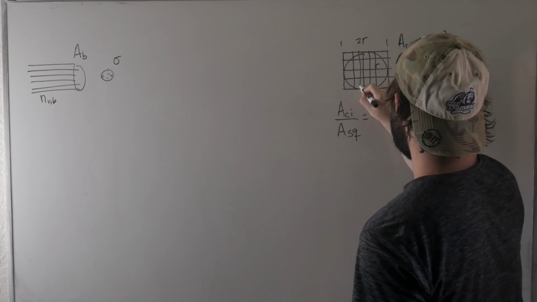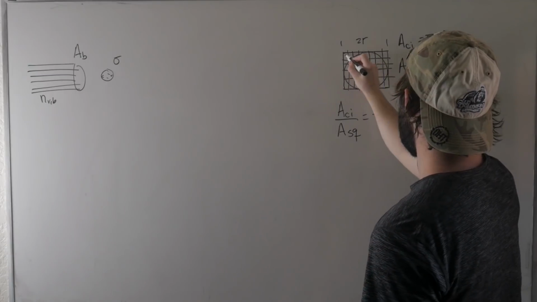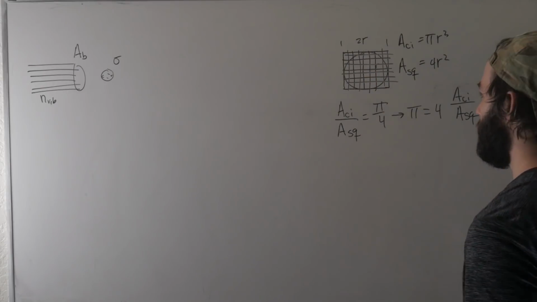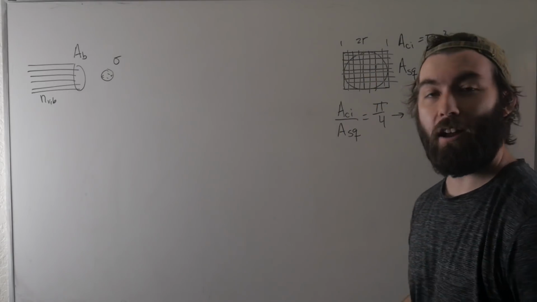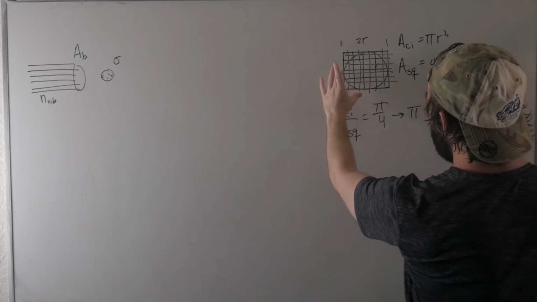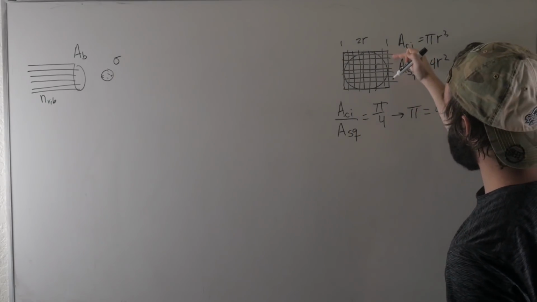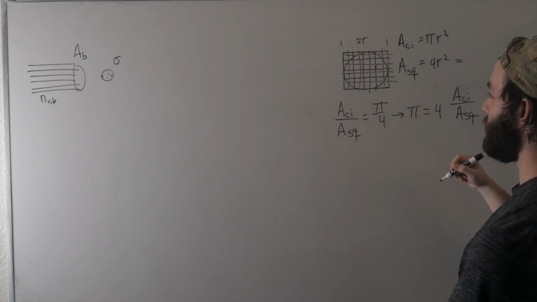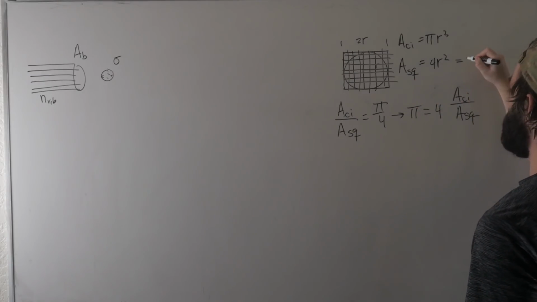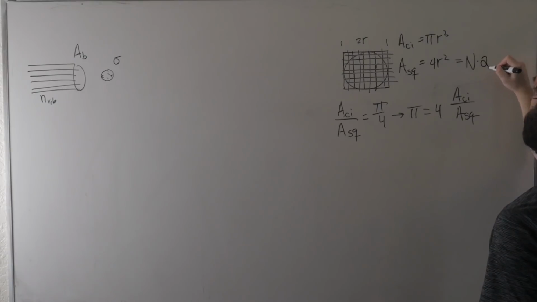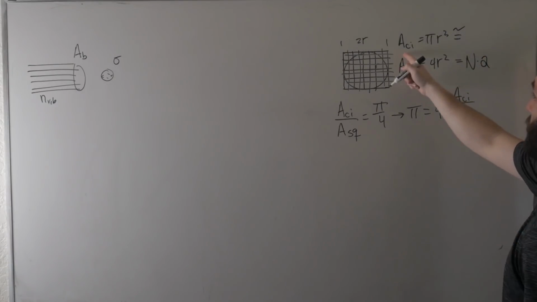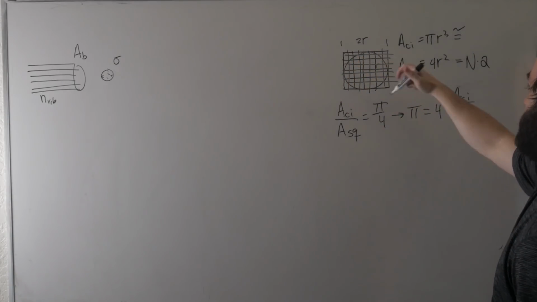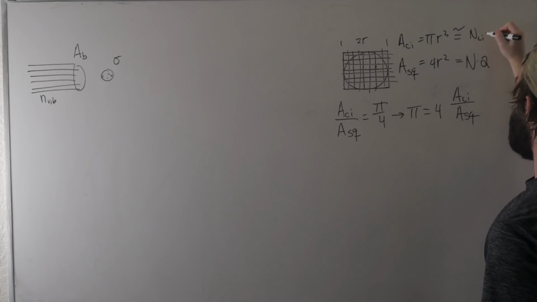Let's go ahead and have a bunch of little grid lines. All of these little squares, though it may not look like it here because of the drawing, will have the same area. So the area of the square is just going to be the total number of these little squares times the area of these little squares. So we'll let the area of the little squares just be little a. So the area of the square is just the number of the squares times a. And we can approximate the area of the circle as the number of squares that are inside of the circle times a. So I'll write that as NCI times a.